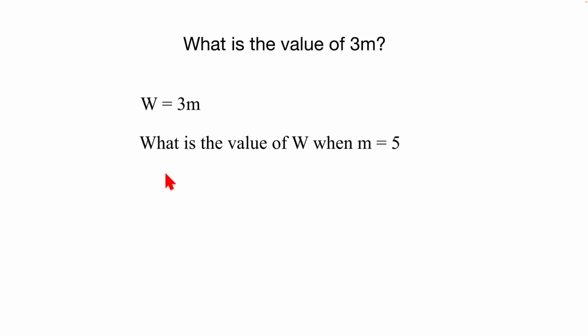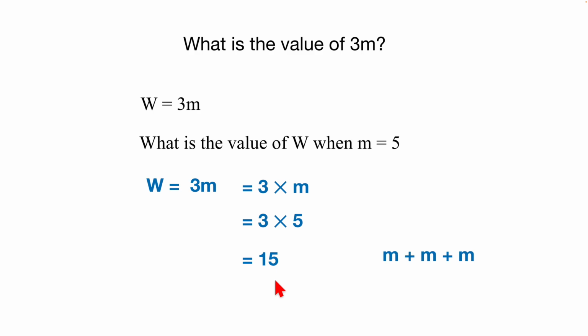W equals 3m. What is the value of w when m equals 5? W equals 3m. We know that's equal to 3 times m. And we replace m with 5. 3 times 5 is 15. We've got 3 m's. There's only one way of thinking about it. 5 plus 5 plus 5. That's 15.